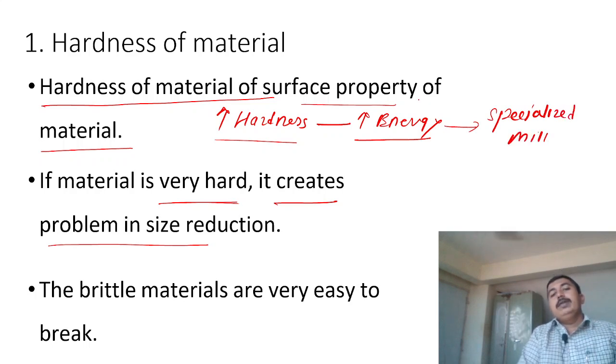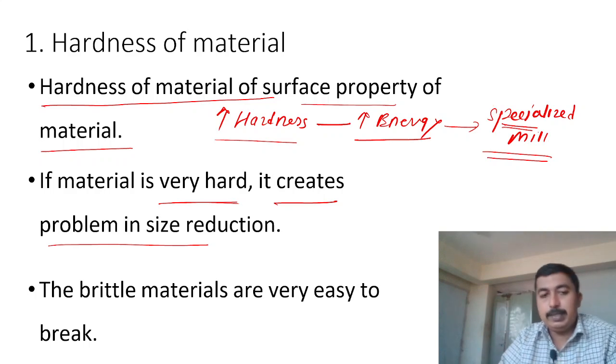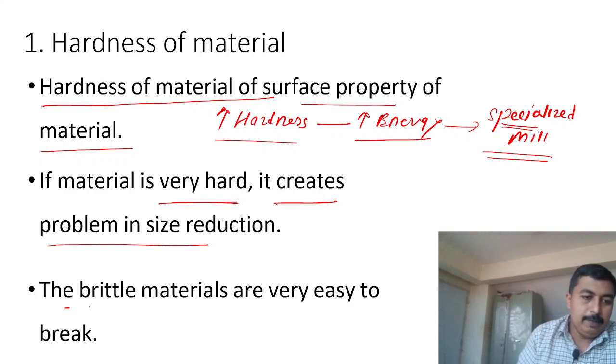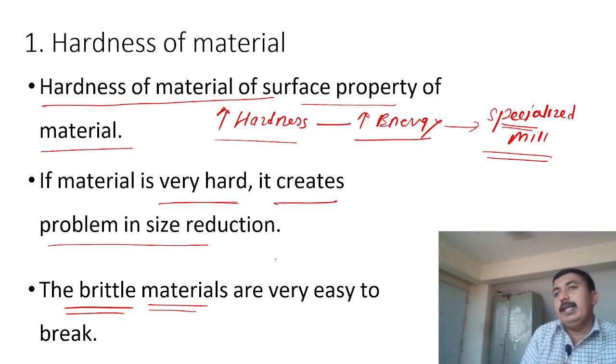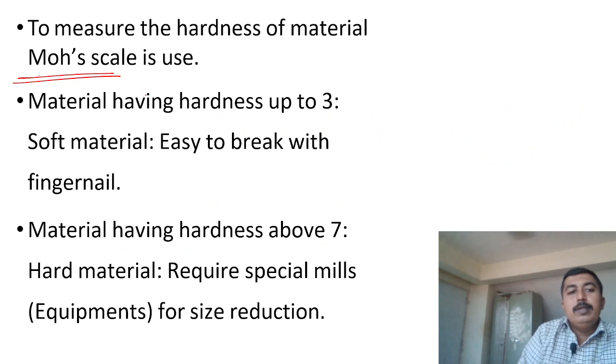Hardness is measured with the help of a scale. We'll see in subsequent slides the different ranges of hardness with respect to their characteristics. If the material is brittle, which is easy to break, then we require less energy. And if the material is hard, then of course we require more energy. Hardness is measured with the Mohs scale. We'll see the values and characteristics.